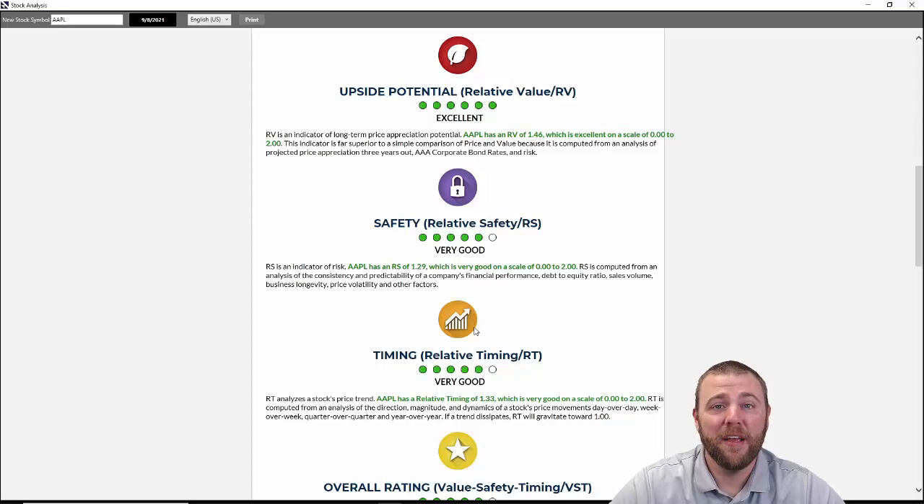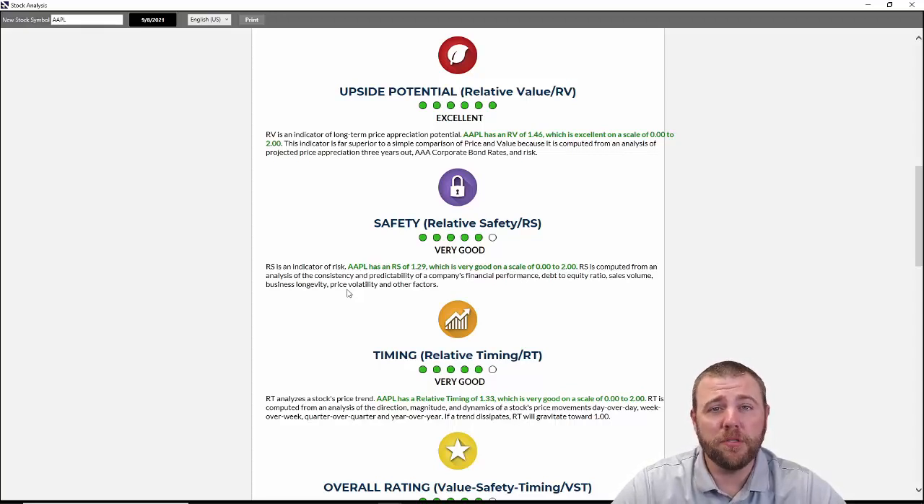Alright, welcome back. So here at VectorVest, we have an indicator that we call relative safety, or RS for short. Relative safety looks at the consistency and the predictability of a company's financial performance. It takes into account things such as debt to equity ratio, sales volume, business longevity, price volatility, and a few other factors. But to keep it simple out there for everybody, relative safety is basically an indicator of risk.